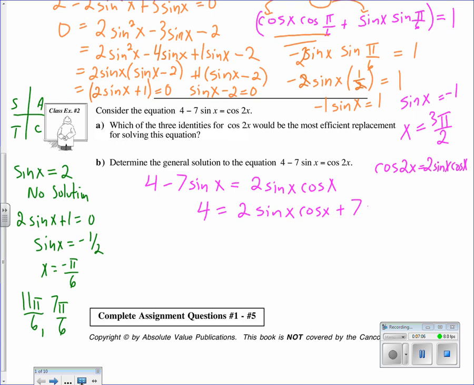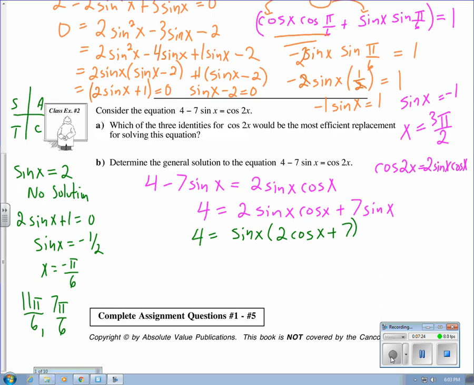So plus 7 sine x. Now I'm going to factor that sine x out. So sine x, and then I have 2 cosine x plus 7. But guess what? I can't solve this.